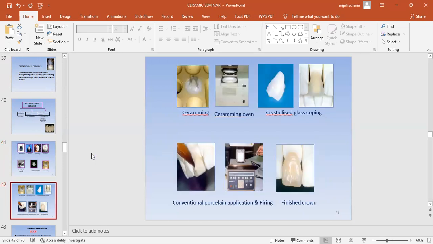The ceramic oven, this is how it looks. Then we have the crystallized glass coping. Then we have conventional porcelain application and firing, and then this is how the finished crown looks.